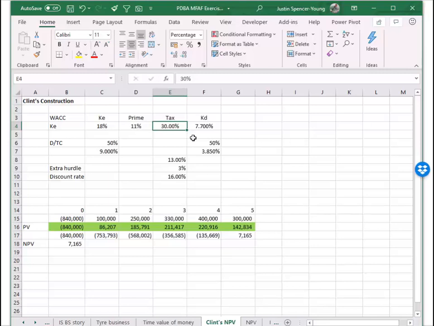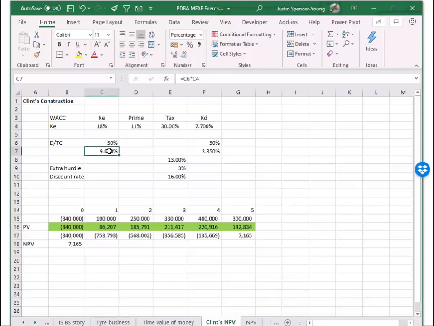So the first thing I want to do is take this lending rate and adjust it for the tax benefit that I get from borrowing the money. And I do that over here by simply saying 11% times 1 minus the tax rate. And that gets us to 7.7%. Now they told us that half of our capital comes in the form of equity, so hence there's my 50% of my capital will cost me 18%, and the other 50% of my capital will cost me 7.7%.